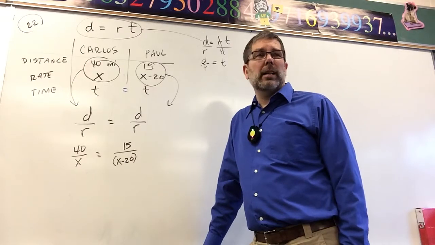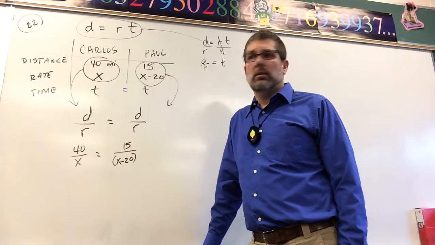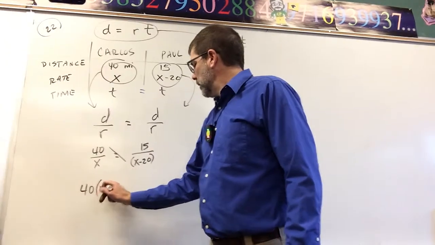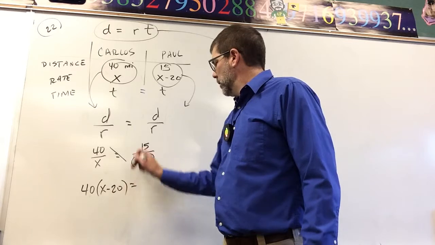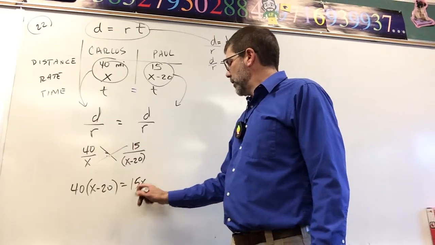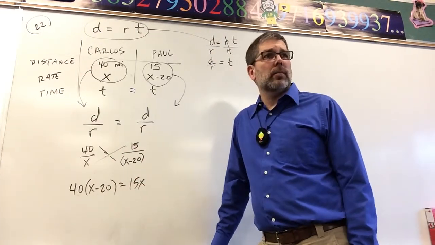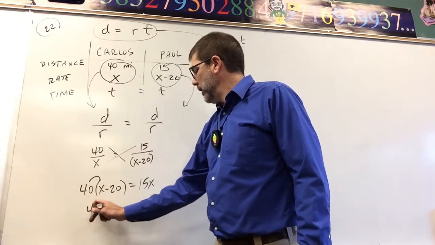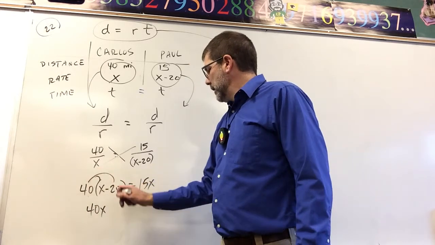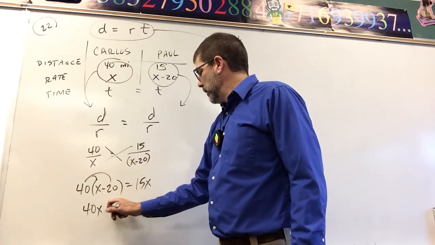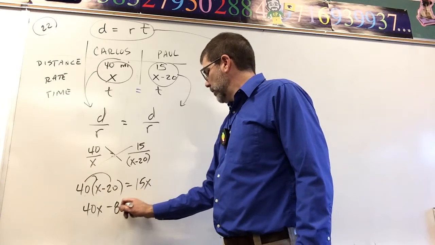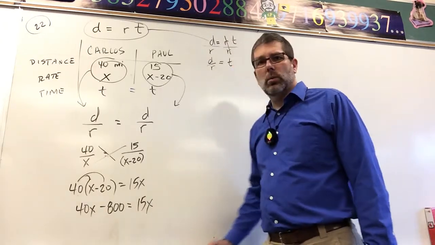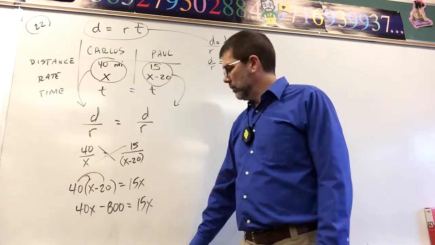By the way, what kind of method would you use to solve that? Cross multiply would be good. So you would have 40 times x minus 20 and 15x. What next? Distribute. So 40x, and let's see, 4 times 2 is 8, and there's 2 zeros, so 800, and then 15x. Nice. What would you do next?